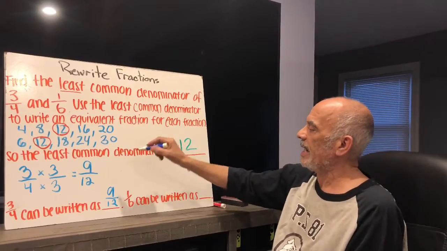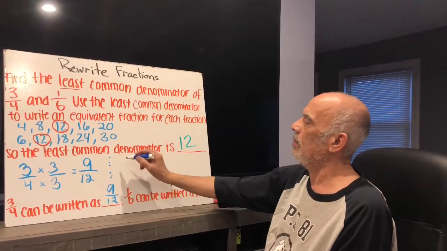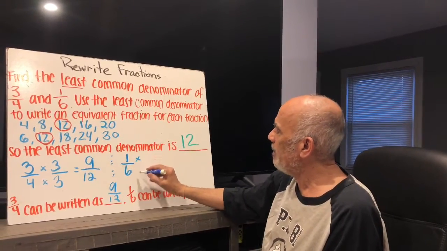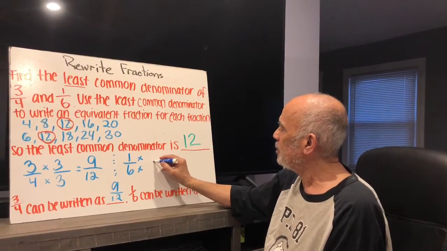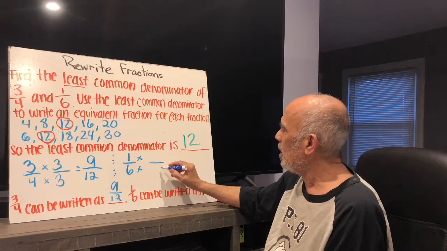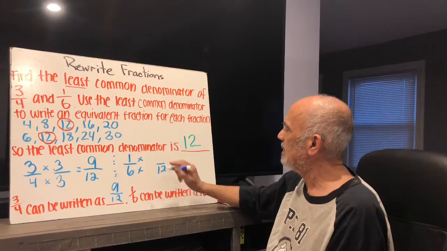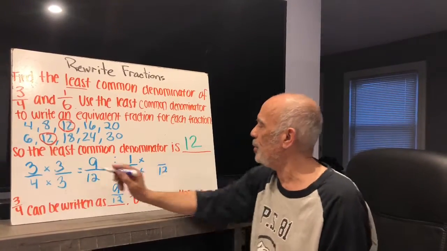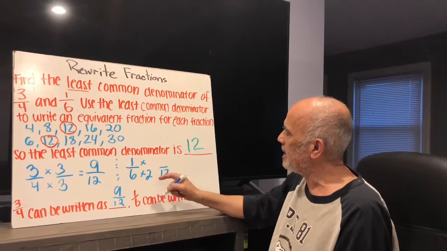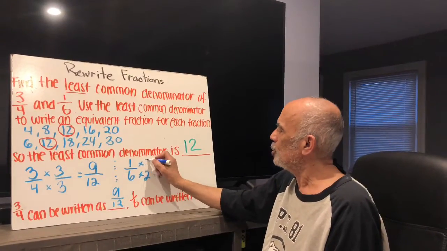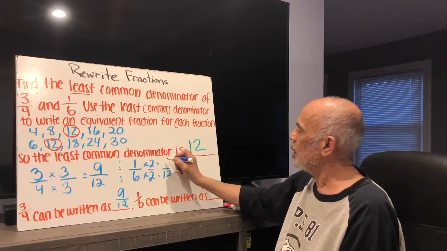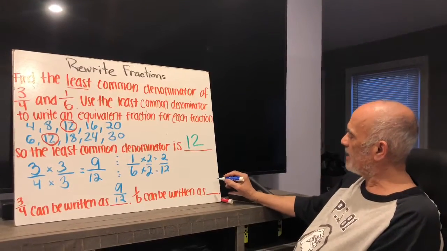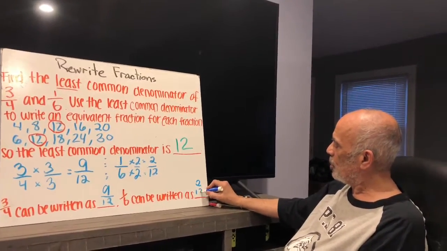Now, the second fraction, 1/6. What do I multiply that to get a denominator of 12 on the bottom? What times 6 gives me 12? 1, 2. So 2 times 6 equals 12. 2 times 1 equals 2. So 1/6 can be written as 2/12.